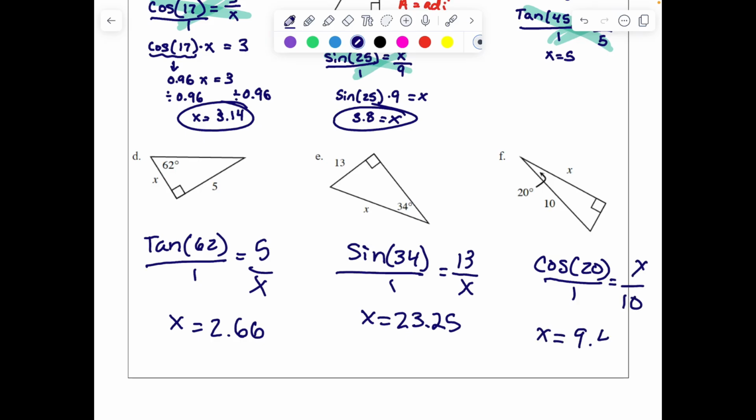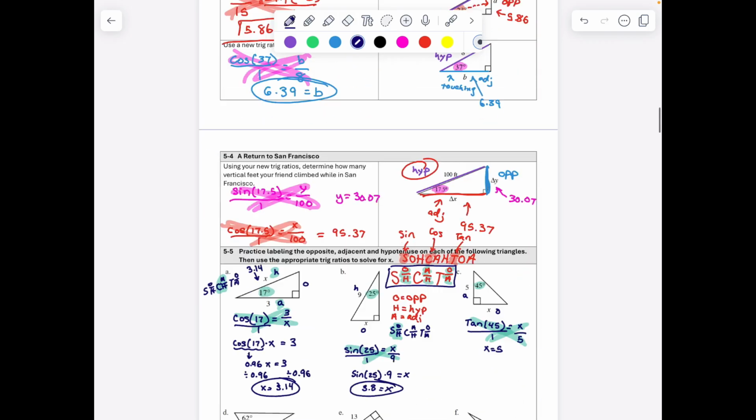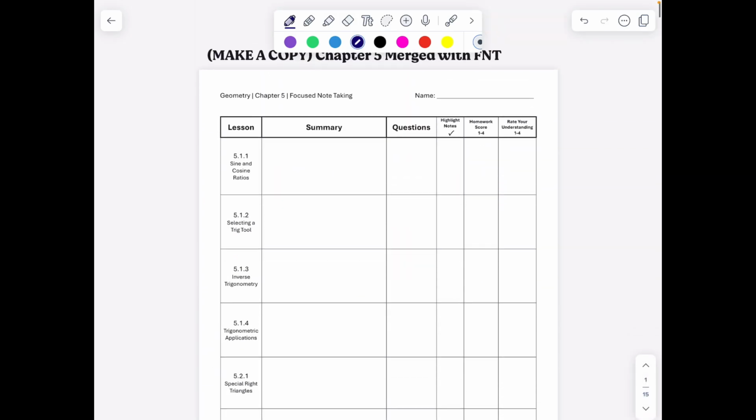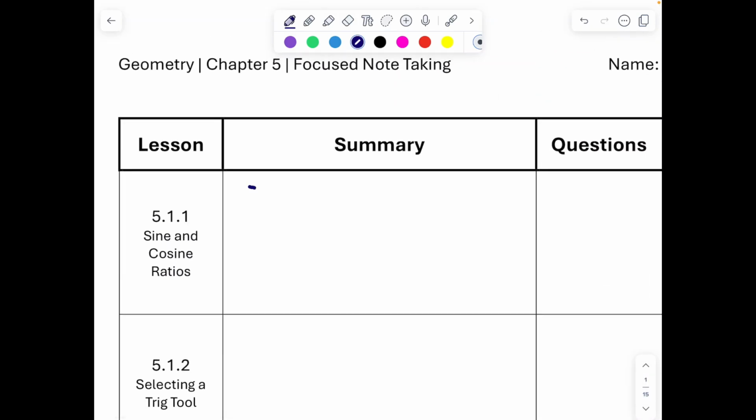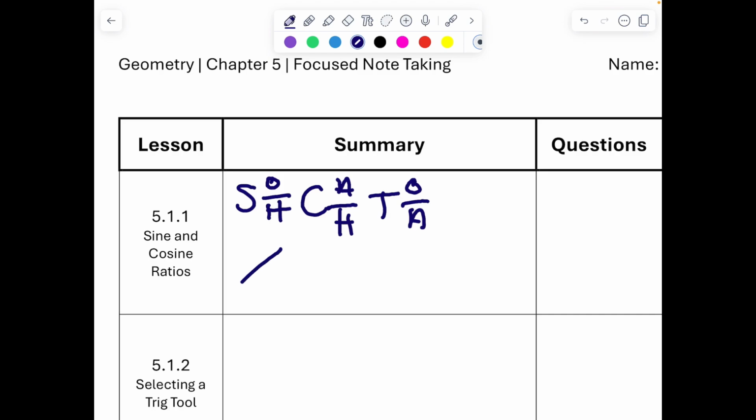And then with the style of these notes, we kind of have summaries up here. So in your summary, I would write down SOHCAHTOA, and then maybe draw out a triangle labeling your sides. So the hypotenuse, opposite side, and adjacent side.